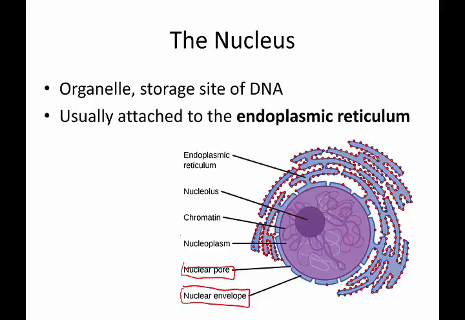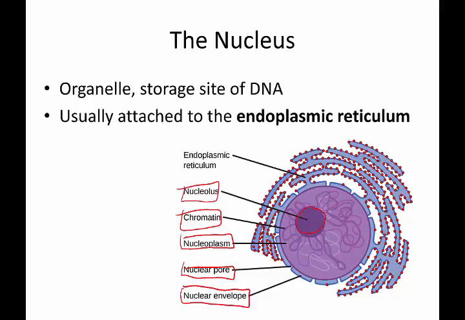We have the nucleoplasm. Just like the cytoplasm, so essentially the space within the cell, the nucleoplasm is the space within the nucleus. We have chromatin, so our DNA plus protein. We have our nucleolus, which is that sort of darker dot right here, the site of ribosome formation.